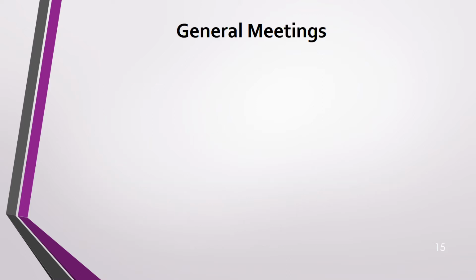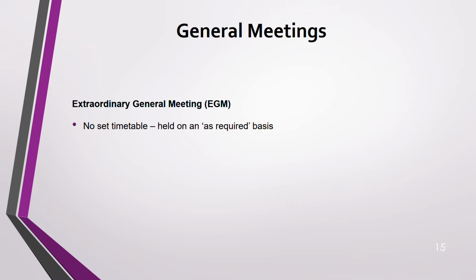Now we are moving on to the next type of meeting, that is the EGM, extraordinary general meeting. The word itself tells you it is not a frequent meeting like the AGM. There is no timetable. It can take place at any time of the year. If you require a meeting, you hold it, could be 4 or 5 times a year.